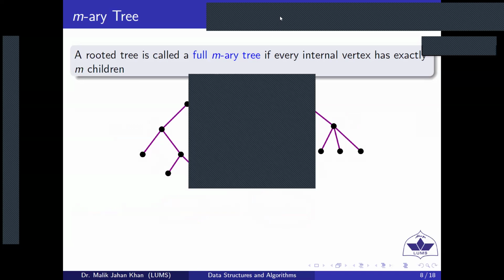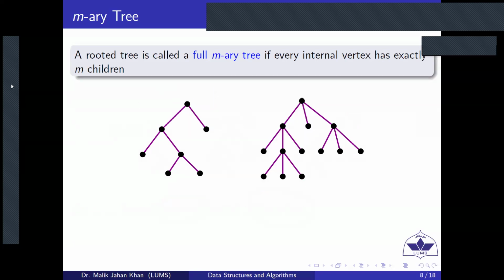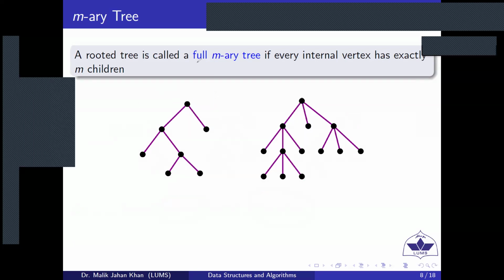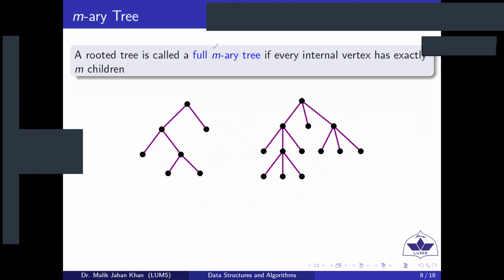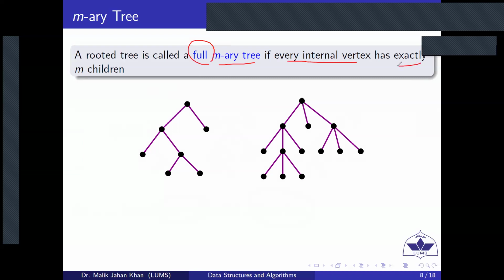Okay, now what we're going to do is impose an additional condition on m-ary trees, and we are using this prefix now. The prefix is "full" m-ary tree. So a full m-ary tree is an m-ary tree where every internal vertex has exactly m children.